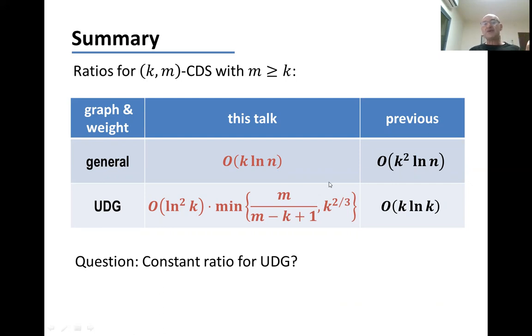I would say a natural question is whether we can get a constant ratio for unit-disk graphs. There is no evidence so far that this is not possible for any K. Another open question is, can we obtain some good ratios for the case when M is smaller than K? As I told you, there is actually one such result, and it is for the case M equals 1 and K equals 2.